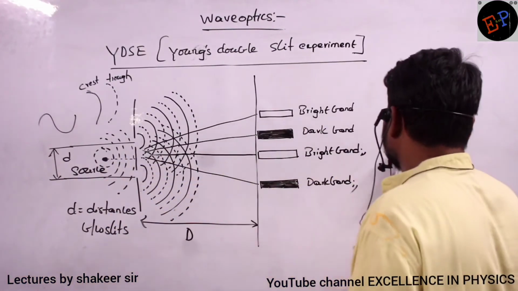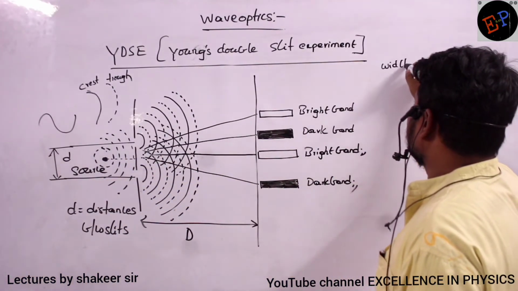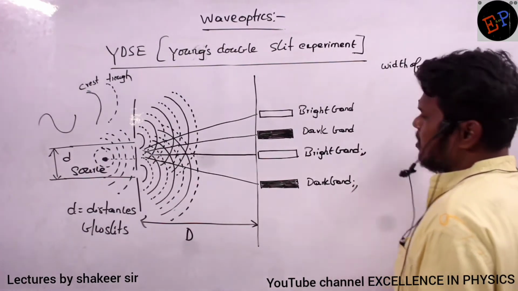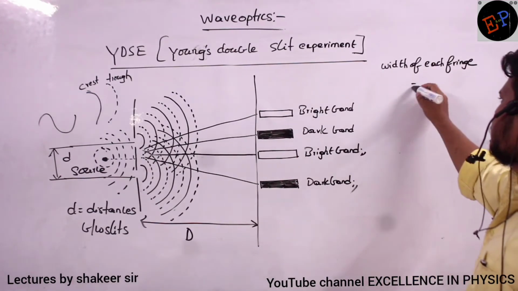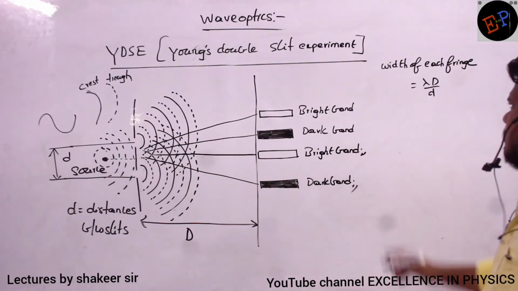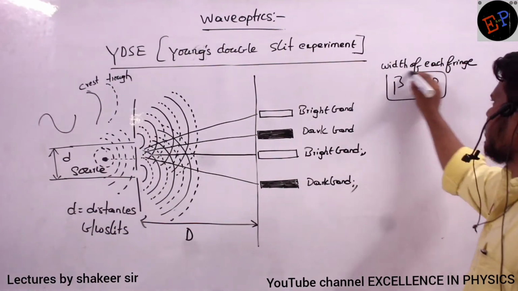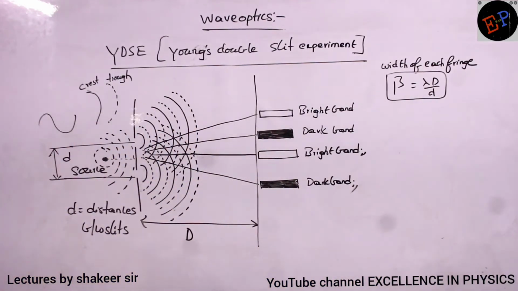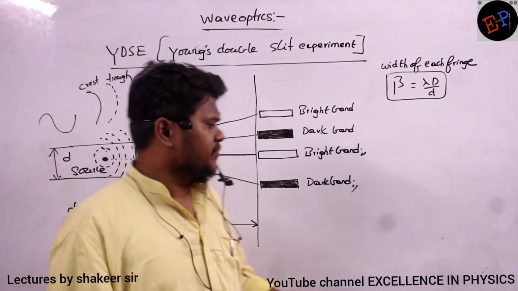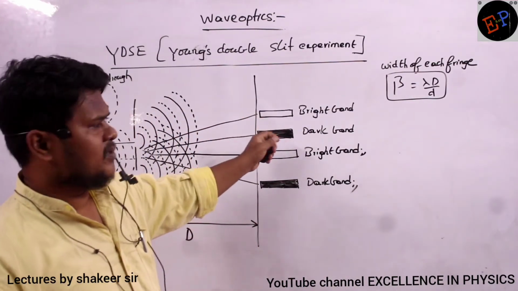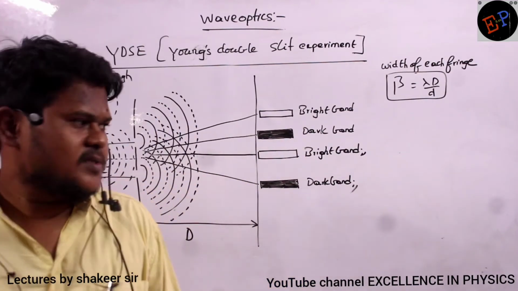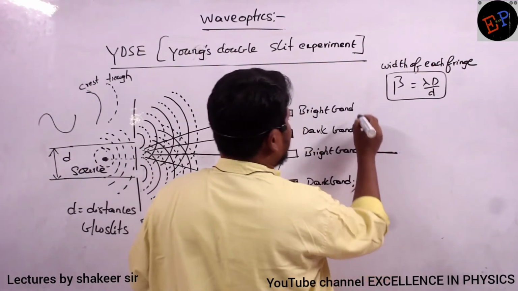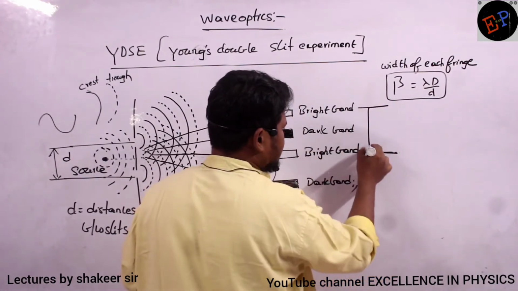Therefore, width of each fringe, there are some calculations, I am not writing. Width of each fringe is equal to lambda D by d, which is also called beta. So what is the width of bright fringe or the width of dark fringe? Both fringes have the same width, no? So width of bright fringe and width of dark fringe is lambda D by d. It means that if you take the distance from the center of the screen to the next bright band, this distance is called beta.